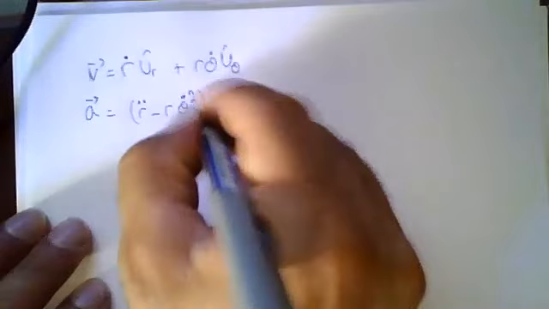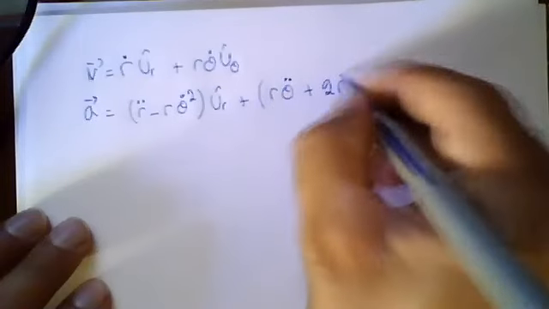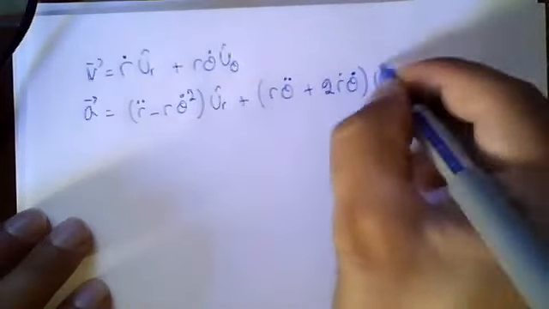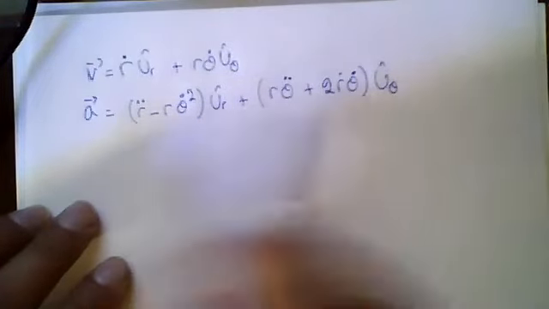Okay, so we have the velocity given to us as r prime u_r plus r theta prime u_theta. So if I want to find the acceleration, it's going to be equal to r double dot minus r theta prime squared u_r plus r theta double dot plus 2 r prime theta prime u_theta. Okay.